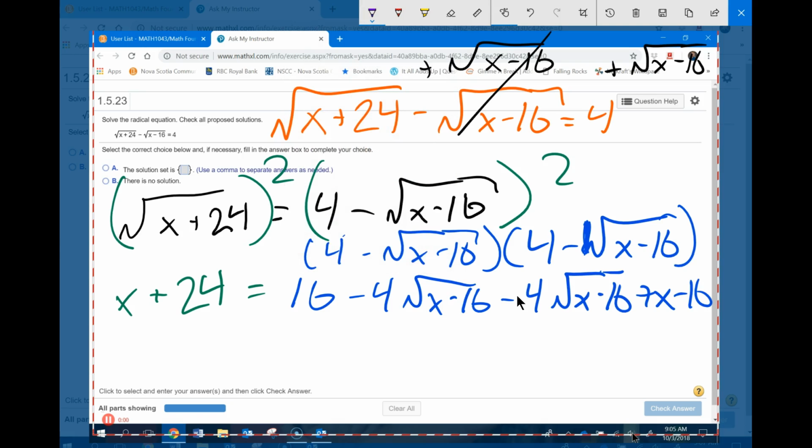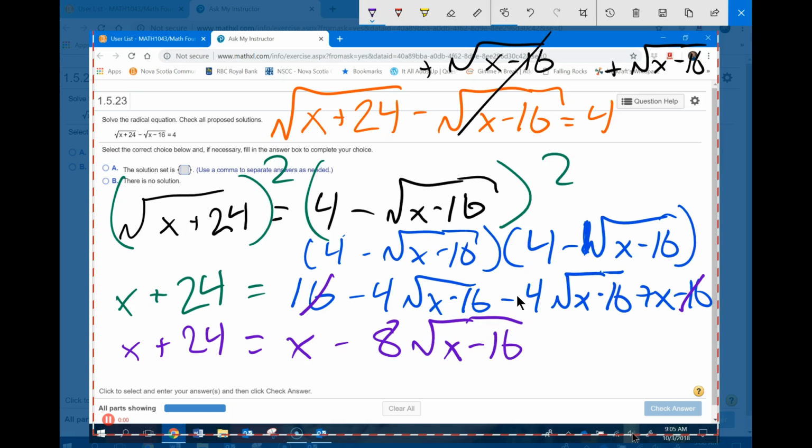I'm running out of room, but we'll combine our like terms here. So we got x plus 24 is going to equal 16 minus 16 is gone. We have an x over here, so that's cool. And we'll combine these like terms here. So we're going to have x minus 8 root x minus 16. Okay, so I just canceled the 16s off, and I wrote the x, this plus x, I just pulled it out front here.